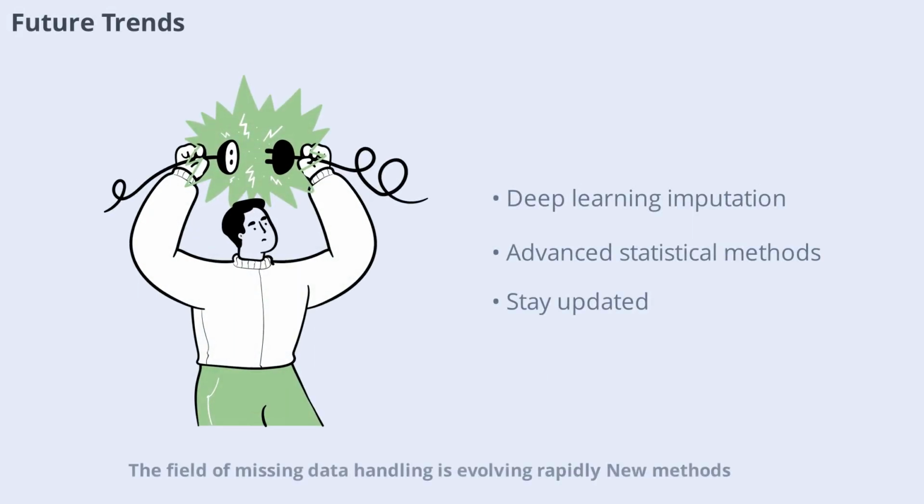The field of missing data handling is evolving rapidly. New methods such as deep learning-based imputation and advanced statistical techniques are emerging. As data grows in size and complexity, staying up to date with the latest trends and tools will help you handle missing data more effectively.